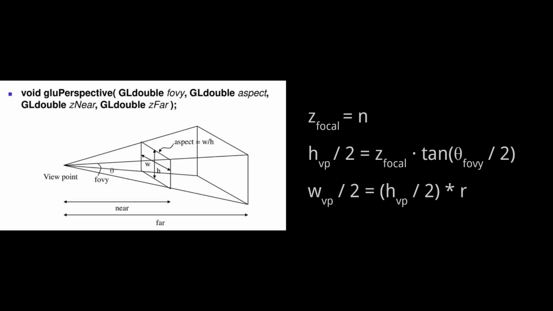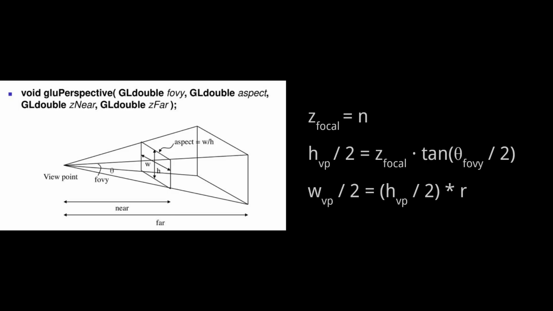Because the z-axis through the view plane forms a right triangle with the top of the pyramid, we get the tangent of half the FOV and multiply that by the focal length, which again is equal to n, the distance to the near clipping plane. And that gets us half our height.